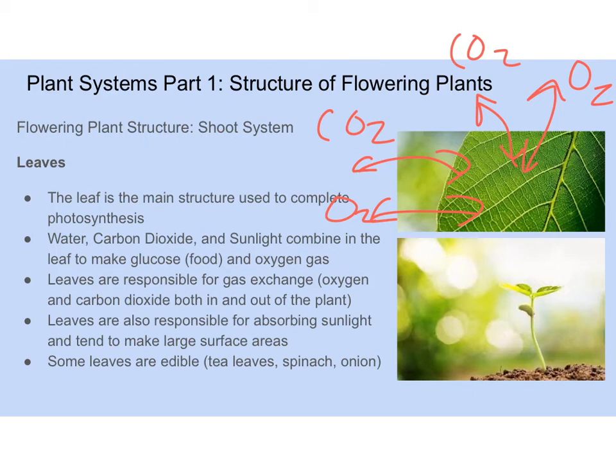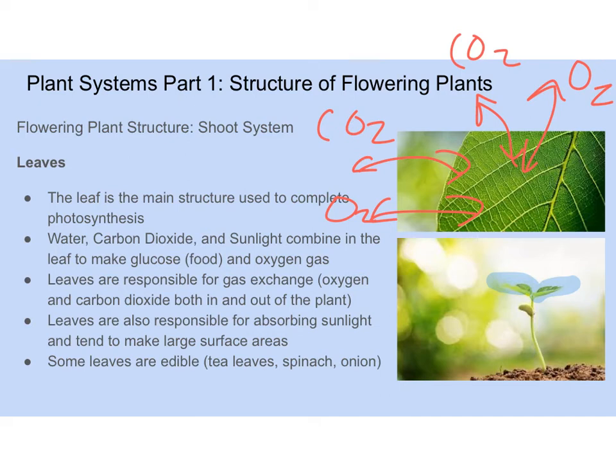Now these are also responsible for absorbing sunlight and tend to make large surface areas. Right? So when you look at a leaf, you can see how they've evolved to have these massive surface areas, so that they're all basically flat, very, very thin, and can hit as much sunlight as possible.